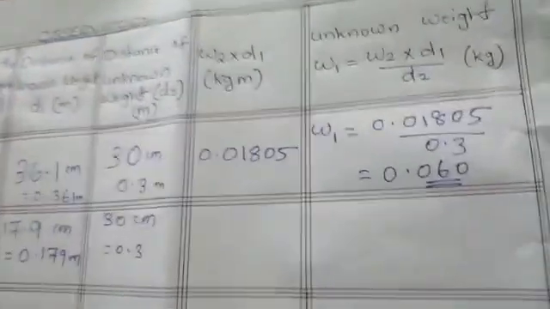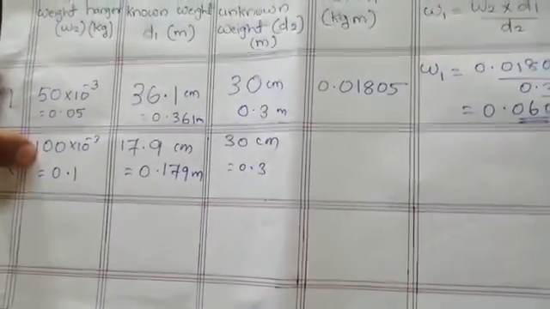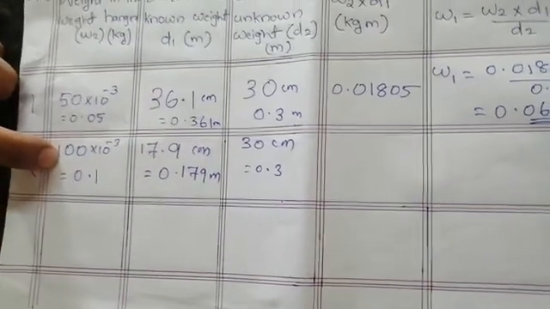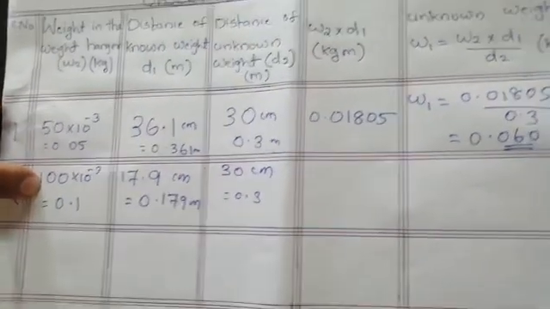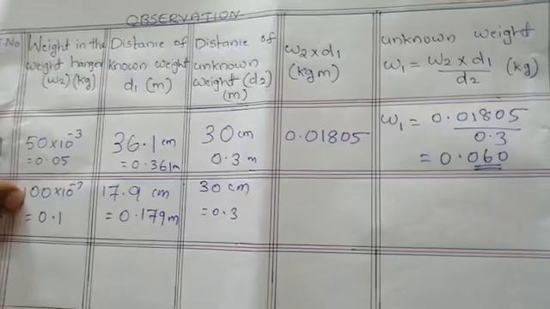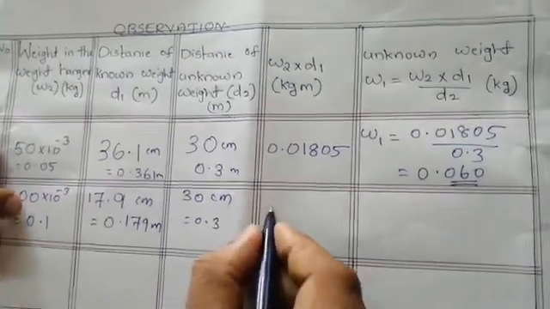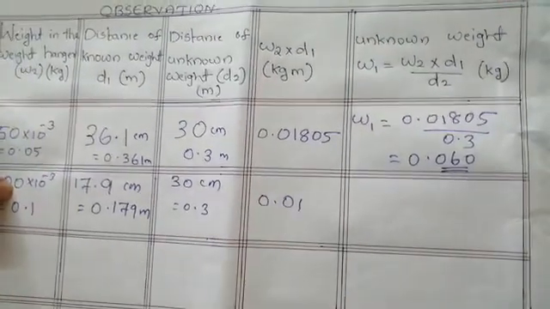Now calculation. W2 into D1. What is W2? First column into second column, right? First column into second column. Divide by 100. Into 0.1, you will get the answer as 0.01, 0.0179.